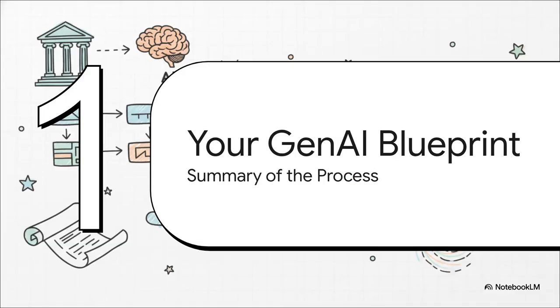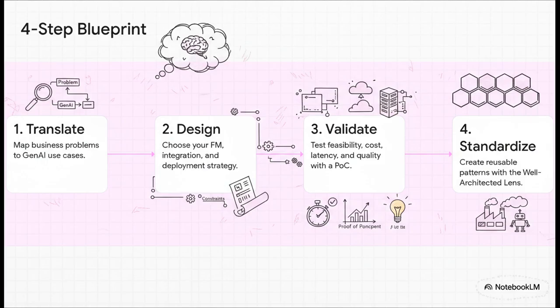All right, let's take a step back. We've gone all the way from a fuzzy business problem to a scalable, repeatable process for the whole organization. Let's pull it all together one last time and look at the complete blueprint we've just built. And here it is, your 4-step blueprint for getting this done right. Number 1, translate the business problem into a real use case. Number 2, design the architecture around your constraints. Number 3, validate everything with a small-scale POC. And finally, number 4, standardize that success into reusable patterns for everyone else. This is your path from hype to production.